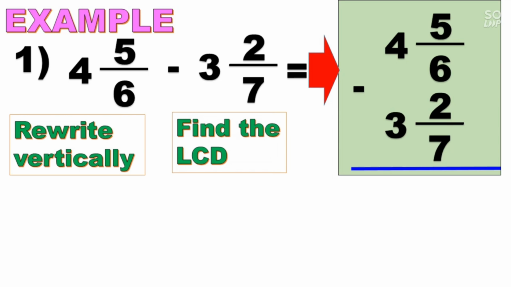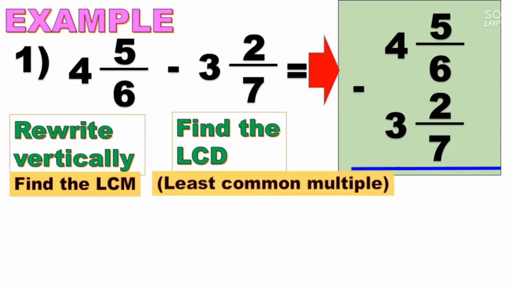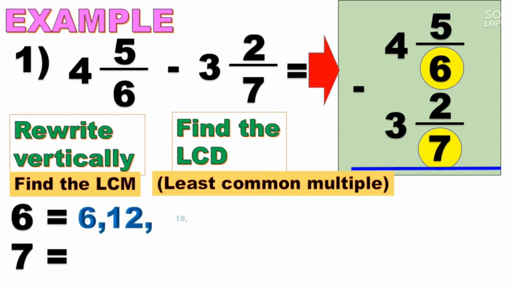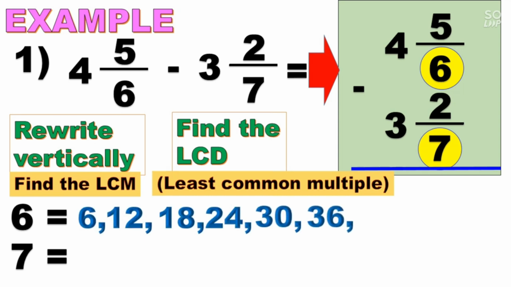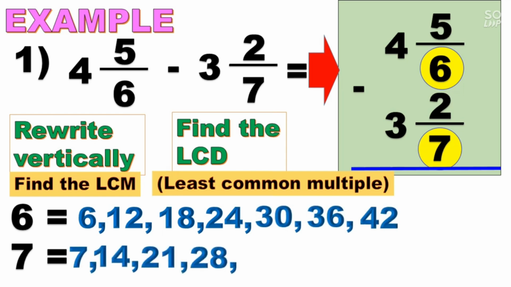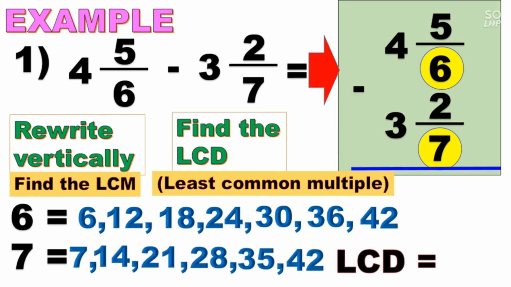Okay, and then the next step is to find the LCD. Okay, to find the LCD, we have to find the LCM of 6 and 7, or the least common multiple of 6 and 7. Okay, and the multiple of 6 is 6, 12, 18, 24, 30, 36, 42. Multiple of 7, we have 7, 14, 21, 28, 35, and 42. To find the LCD, pipiliin natin kung saan yung common multiple nila, yung pinakamalapit na common multiple, which is 42. Okay, so yung 42 na yan yung gagawin nating least common denominator or LCD. Okay, let's proceed.